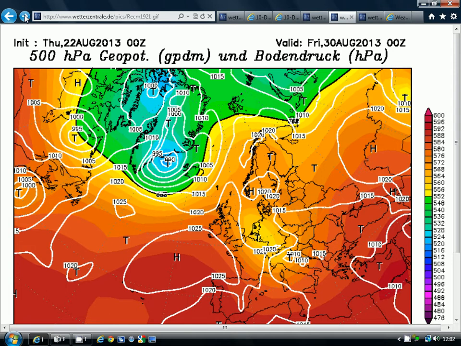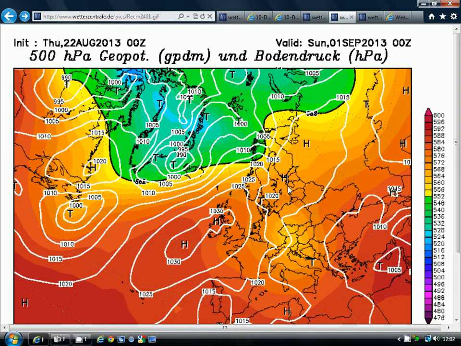Then let's go out beyond that, towards the very end of August and the start of September. The ECMWF wants to ridge the high pressure in for Sunday, the 1st of September.